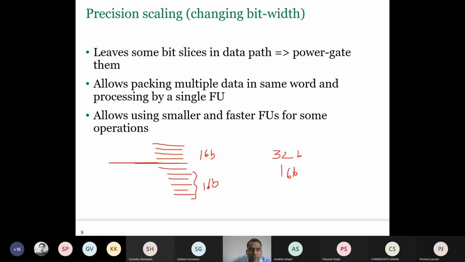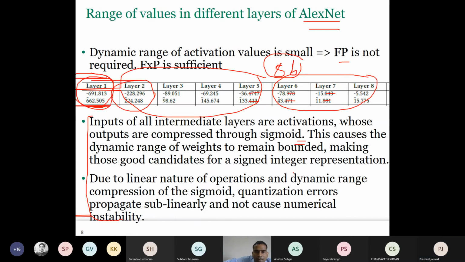Okay, so now please ask questions, whoever had a question. Yes, sir. In the previous slide, sir, in layer 1, what is this range for?